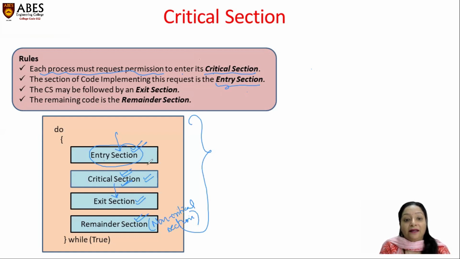Okay. And then the critical section is followed by the exit section, where other processes will come to know that now the critical section is available for execution. They can take the permission to enter into the critical section. The earlier process has exited the critical section. And finally, the remaining code is written in the remainder section, which is a non-critical area.